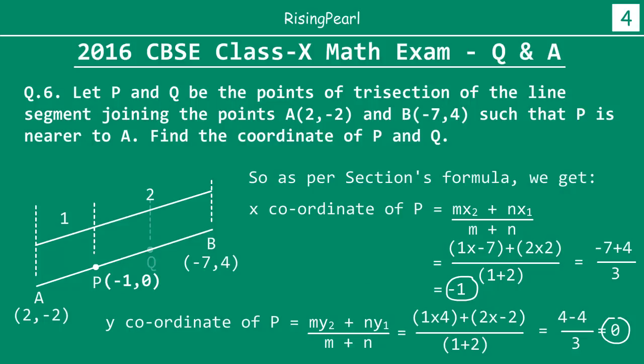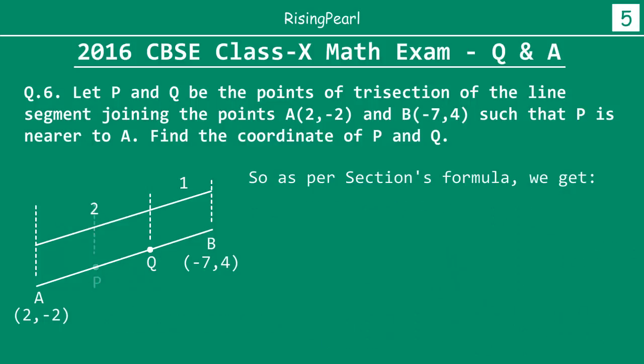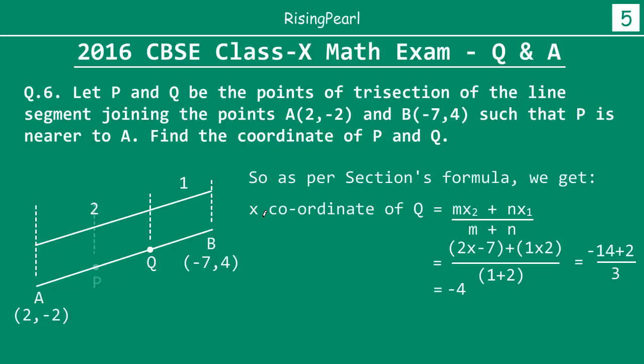Right? Now similarly, we are going to find the coordinates for point Q. When we talk about point Q, this is divided in the ratio 2 is to 1, so AQ is 2 parts and QB is 1 part. Again, using the section formula, the x coordinate for Q will be mx2 plus nx1 by m plus n, which is 2 times minus 7 plus 1 times 2, divided by 2 plus 1. So this will be minus 14 plus 2 by 3, or minus 12 by 3, or minus 4. So the x coordinate is minus 4.